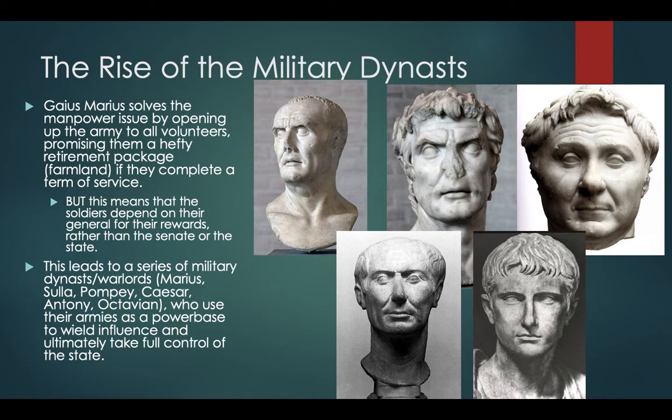And so this leads to a series of military dynasts or warlords. Marius, and then the really ugly, angry-looking guy, Sulla. And then on the top right, Pompey. On the bottom left, Julius Caesar. I didn't put in a picture here of Mark Antony. We'll see him later. But Octavian, Caesar's heir, there on the bottom right. They all use their armies as a power base. At first, it's just to wield influence. But by the time you get to Caesar and Octavian, and then the later Roman emperors, they've used it to take over the state completely.